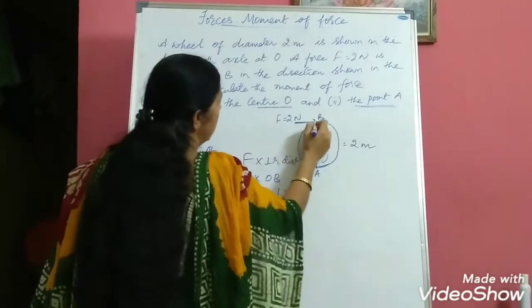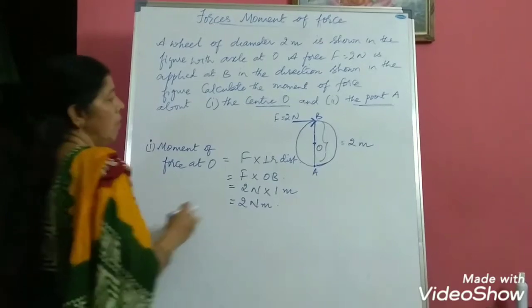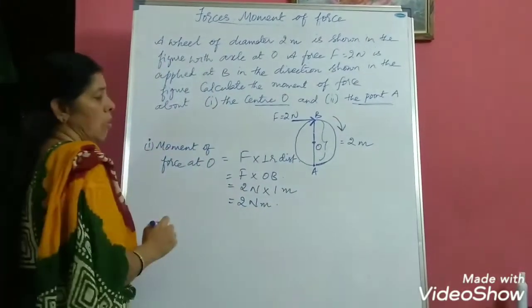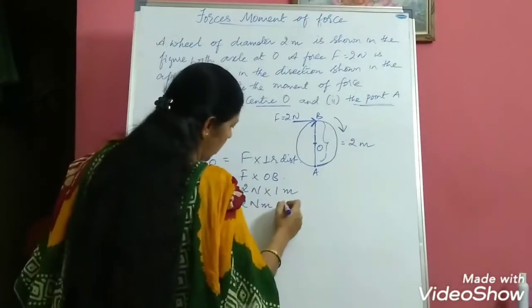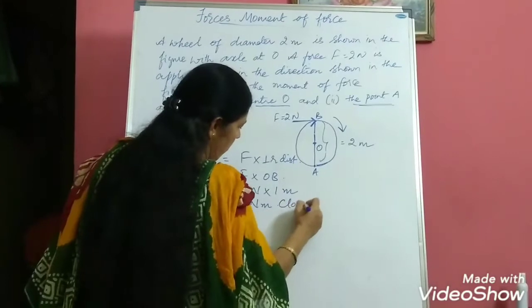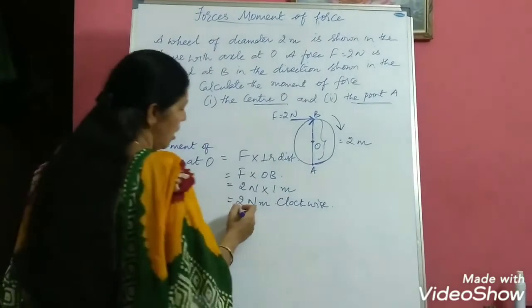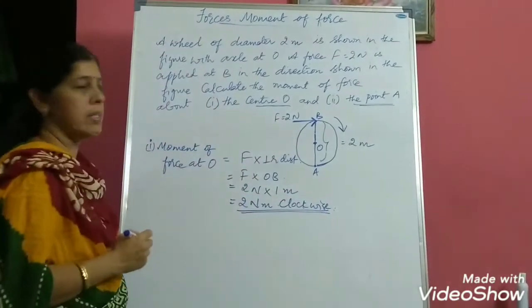Now force is acting in this direction. So in which direction will this wheel rotate? It will have a clockwise rotation. So the moment of force at O will be 2 Newton meter clockwise. Always don't forget to mention whether the moment of force is clockwise or anti-clockwise.